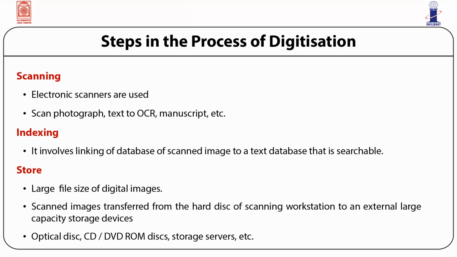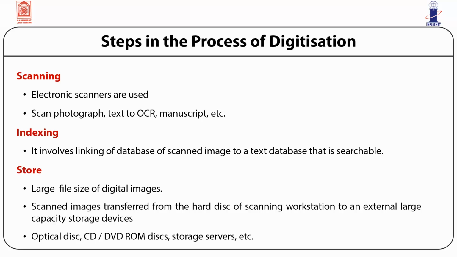And the scanning is generally done to scan the photograph as an image, or a text document as an image, or into a searchable OCR. OCR is optical character recognition. That means once a letter A is scanned, A will be treated as a letter in the computer, not as an image. That is what OCR stands for. Then we have different manuscripts.